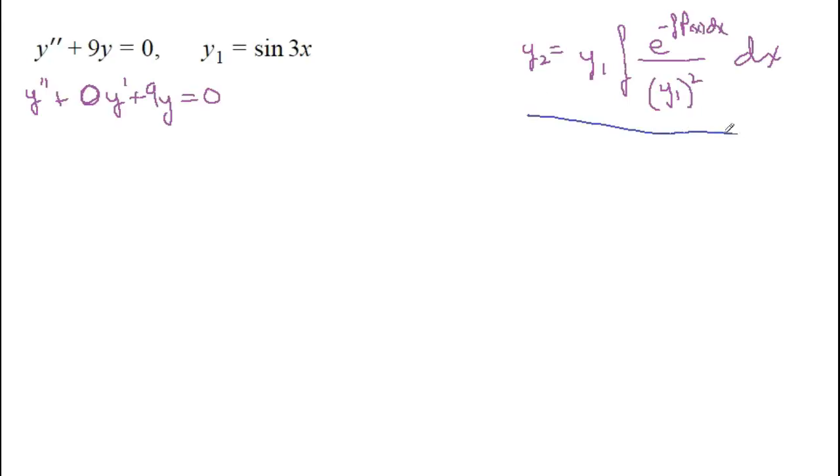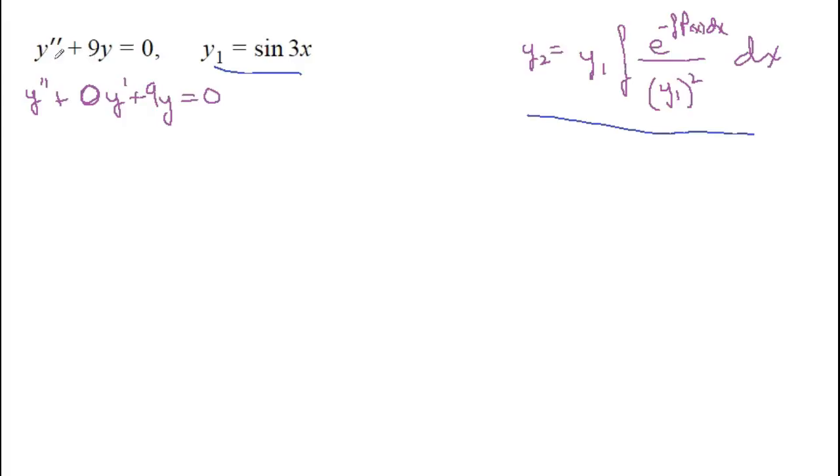We're going to use this formula and this known solution to find the second solution to this second order differential homogeneous equation. In this situation, the formula says to take a known solution and then integrate e to the negative integral p of x dx over y sub 1 squared, where this is a known solution squared. And this p of x is the function that would be in front of y prime.